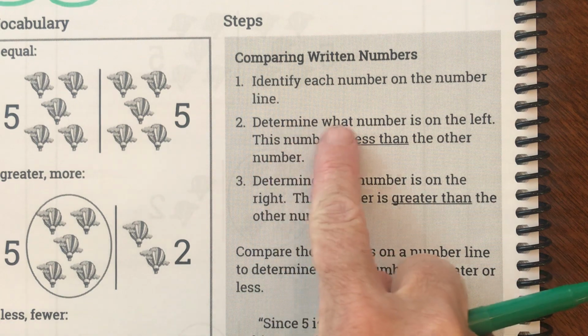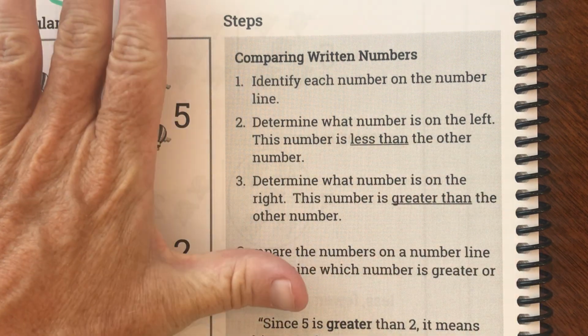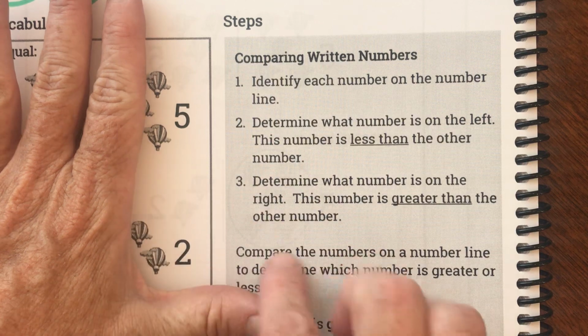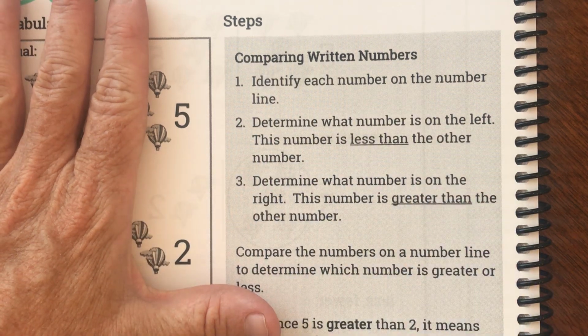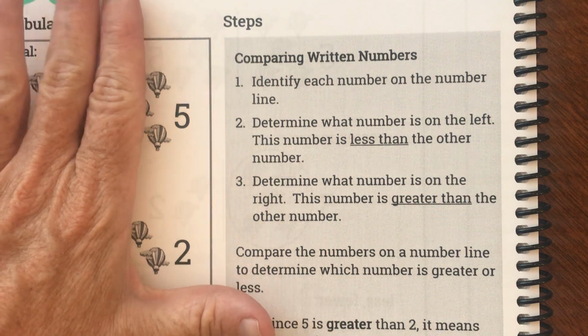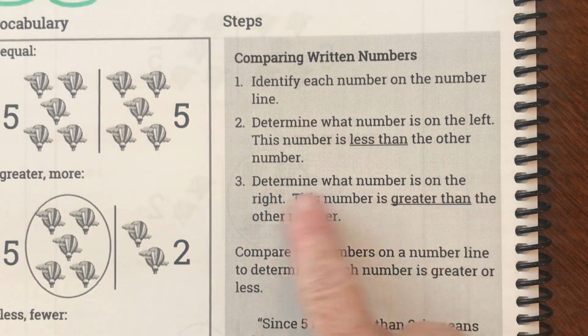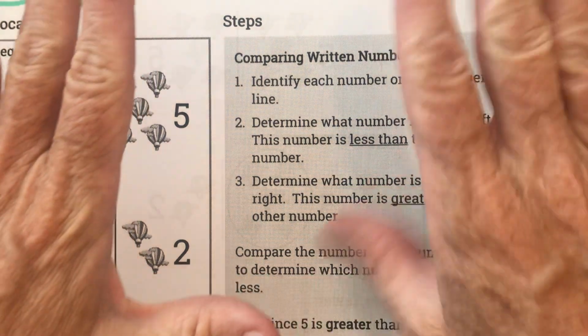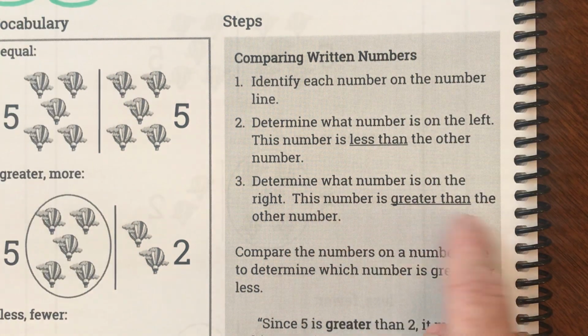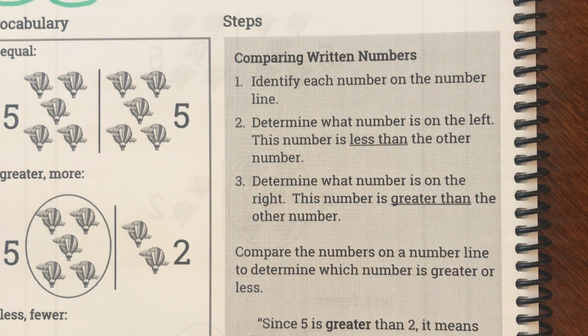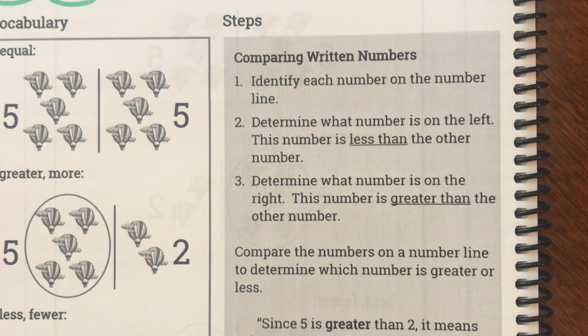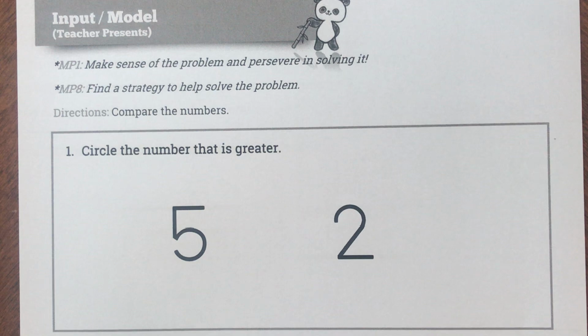And then it says determine what numbers on the left, remember our left, and we could use our left hand. This number is less than. So the number on the left is less, and then it says determine what number is on the right. That would be your other hand. This one's my right. This number is greater than the other. Okay, and then compare the two numbers on the number line to determine which is greater or less. Okay, so boys and girls, I'm going to show you what this looks like using my red pen. So you're going to put your pencil down. Okay. All right, here's my first problem.